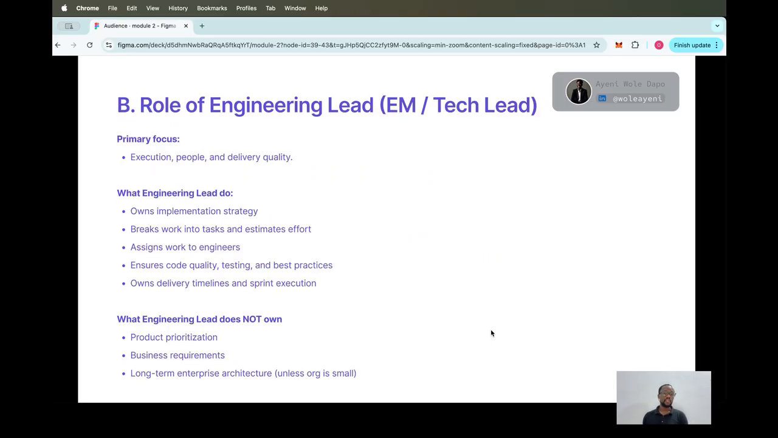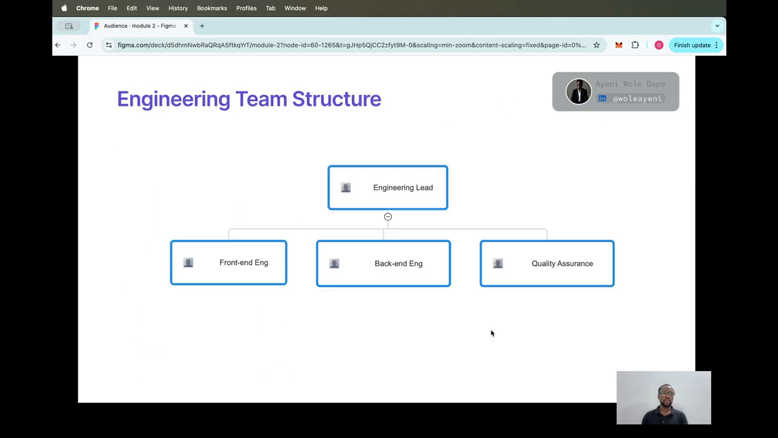What is the role of an engineering lead within a product team? They focus majorly on quality delivery and execution. They hold implementation strategy. They break work into tasks and estimate effort. They assign work to engineers. They ensure quality code, tests, and best practices for delivery. What don't they do? They're not responsible for product prioritization. They're not responsible for writing out requirements. The engineering team comprises front-end engineers, back-end engineers, and quality assurance experts.